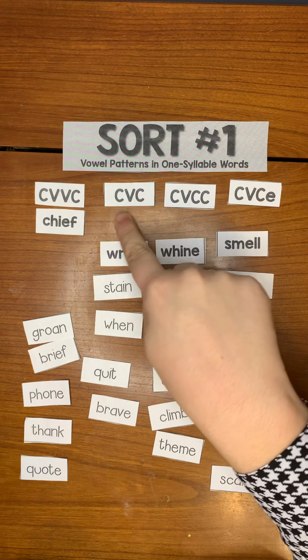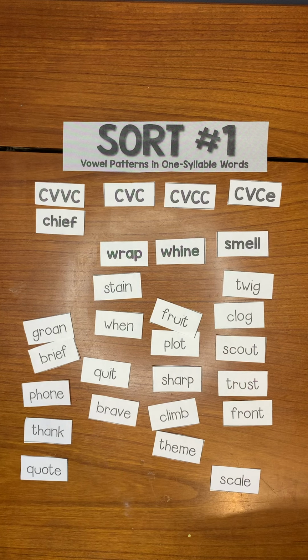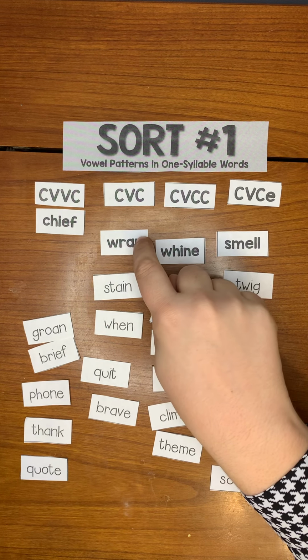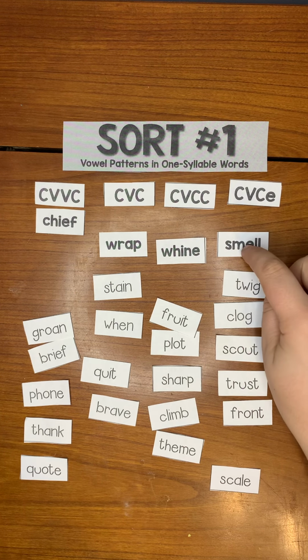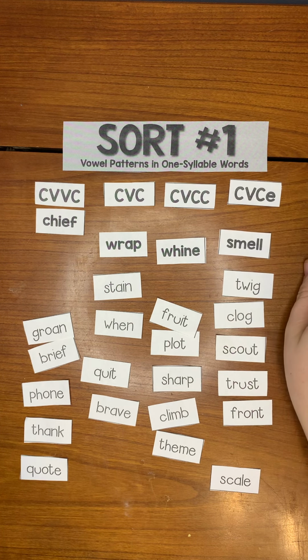Now I'm looking for my CVC word. So I'm looking for the vowel first. I'm going to look at the vowel and I'm going to see if it has a consonant before and a consonant after. And lots of them do. This has a consonant before and a consonant after. I has a consonant before and a consonant after. And E also has a consonant before and after. So how will I know which one goes here?